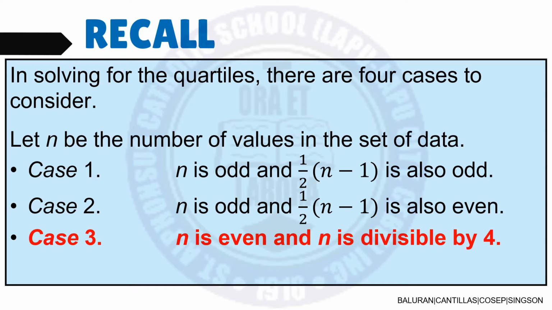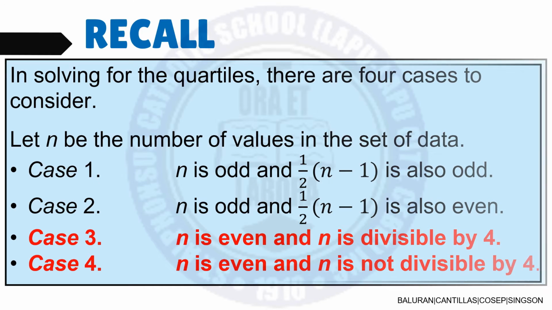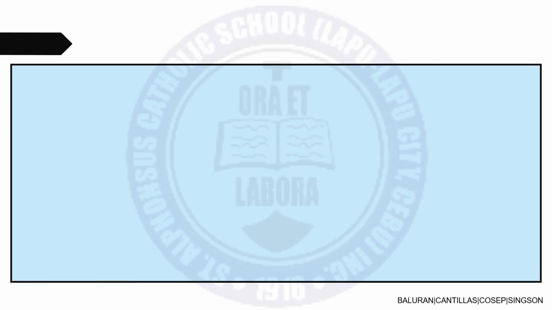Then for case 3, if n is an even number and it is divisible by 4, therefore it falls under case 3. Then lastly, for case 4, if n is even and it is not divisible by 4, therefore it falls under case 4. So in this video, we will focus more on case 3 and case 4.